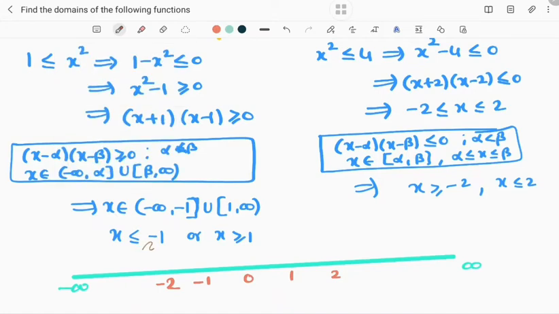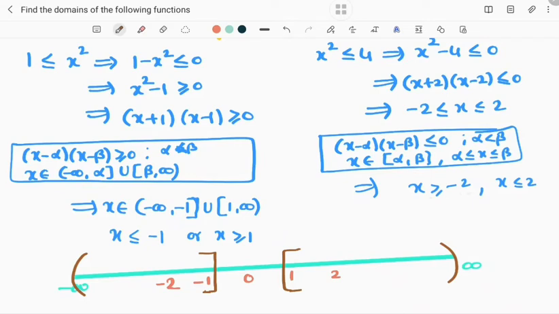See, x is less than or equal to minus 1. So that means from here to here. This is x is less than or equal to minus 1. X is greater than or equal to 1. So from here to here.